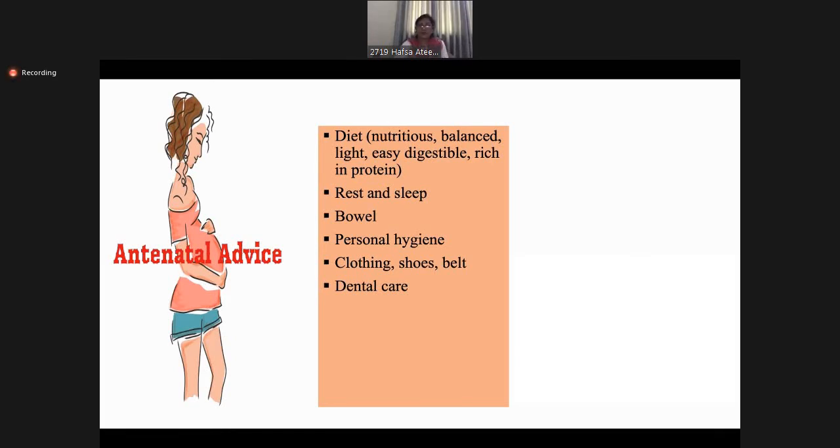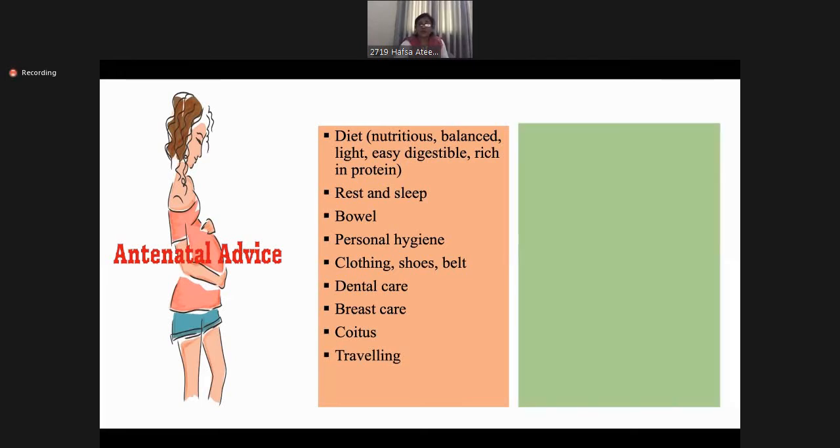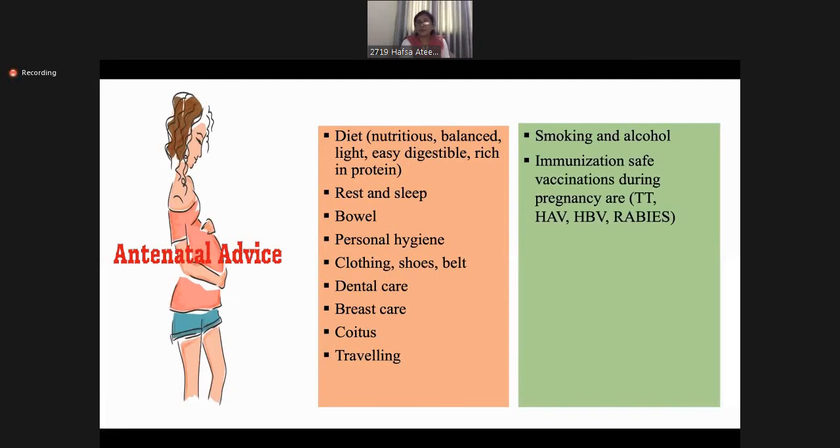Then breast care is important, and she should be advised about the coital frequency. Traveling again is important. She should not travel after 34 weeks of pregnancy, because if she's traveling, the chances of fall or preterm labor may appear. Smoking and alcohol should be abandoned, and she should be advised not to smoke or take a lot of alcohol. Safe immunization, like safe vaccination of tetanus toxoid, hepatitis A virus, B virus, and rabies vaccination, if required, may be instituted to the patient.